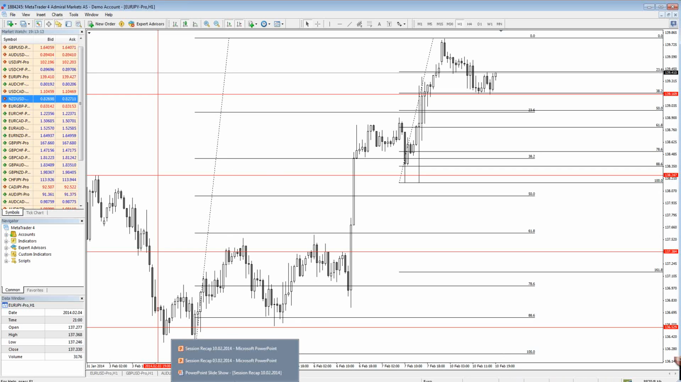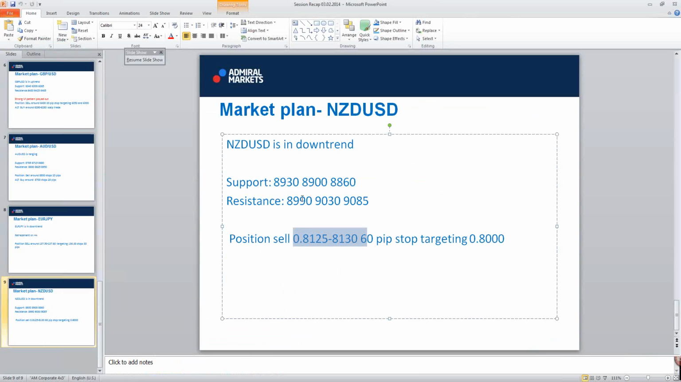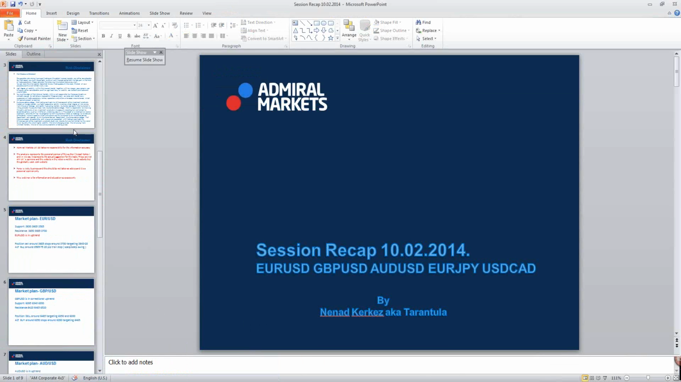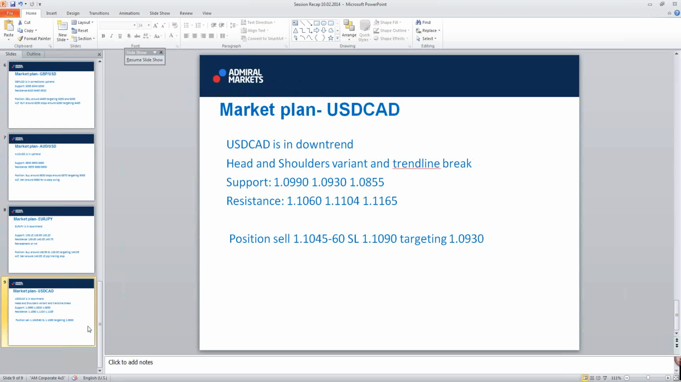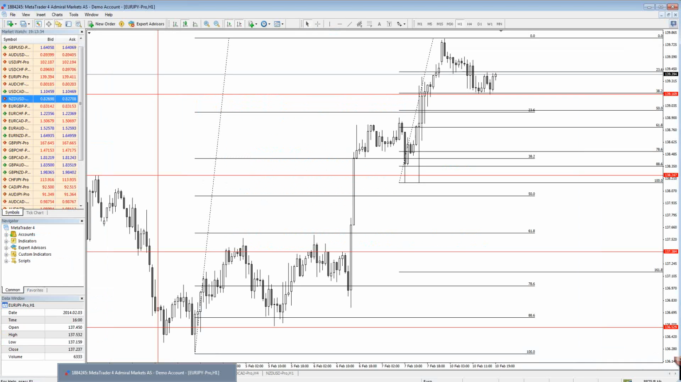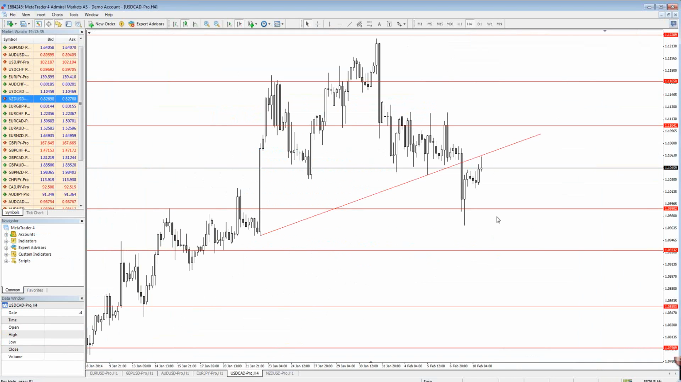So on these session recaps, we don't do trade management. I give you possible trades, possible setups, but it's up to you how you will manage it, whether you will go for full price projection or for a possible trailing stop. These are the setups for this week. I will start with dollar CAD because for me that looks most interesting.